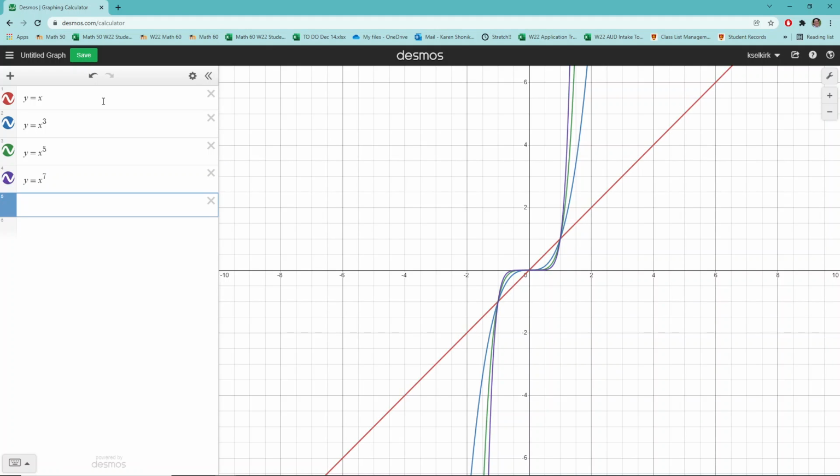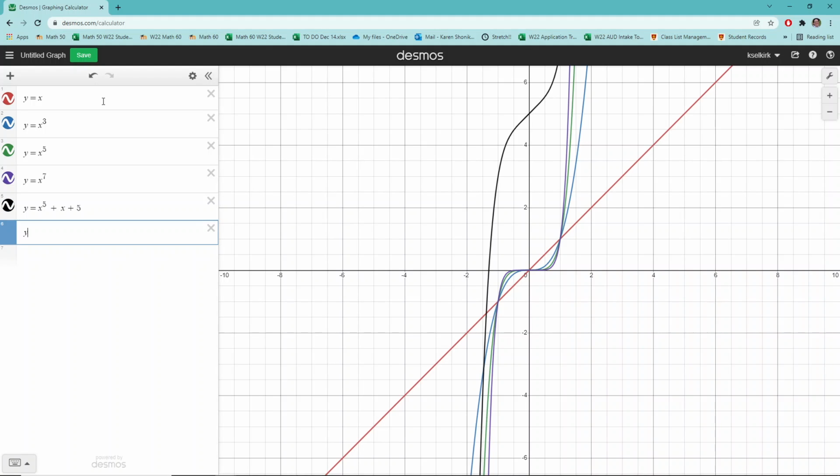And then we can start making them super funky. Like what if I went y equals x to the 5 plus x plus 5? Or what if I did y equals x cubed plus x squared minus 7? Right? So I could do different things to these. They don't have to be the basic odd graphs to show this, but what I want to show you is that these are all odd graphs. And my question to you is, do they have anything in common?